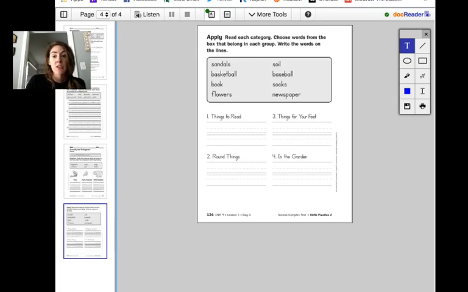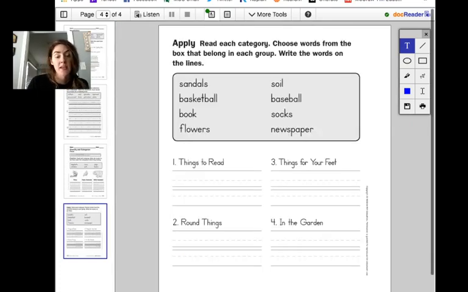And you have a similar exercise on this side here. Okay? You're going to read each category first. So your categories are 1, things to read. 2, round things. 3, things for your feet. 4, in the garden. Each of those words in the gray box, I want you to stretch out as best as you can, okay? And then place them in the correct category. When you're finished, have your parents check it, give you a star or a smiley face at the top of that paper, and then you are done with your skills practice for the day.